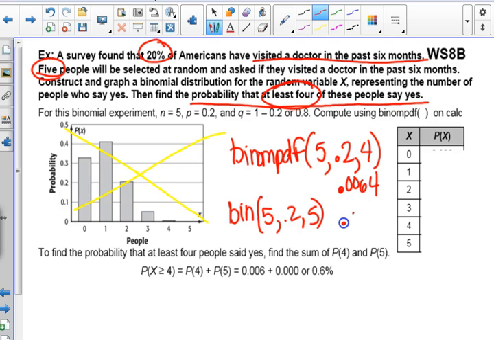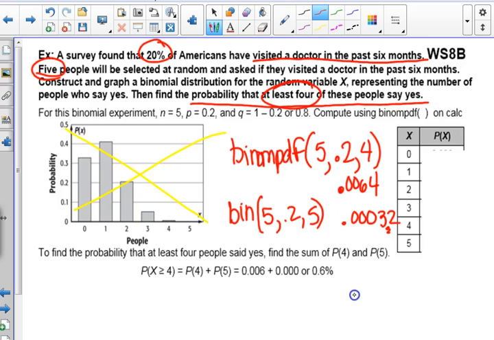Now, this is really little. 5 out of 5 is what? 3.2 times 10 to the negative 4th, right? Did I get it right? It's 0.00032. Isn't it negative 4? It's okay.